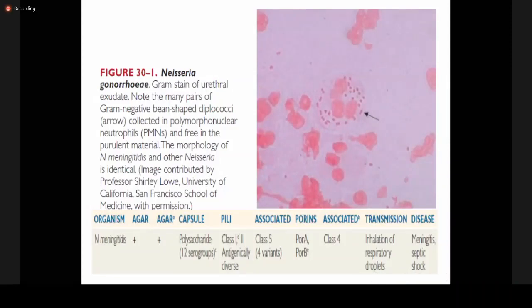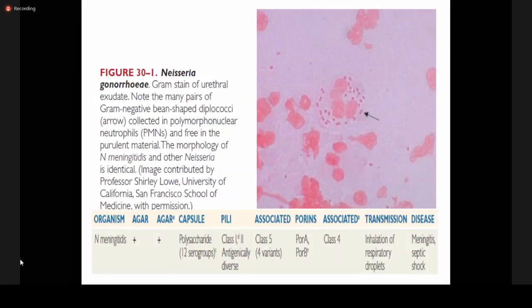These are bean shaped, gram negative, of course. And intracellularly here, inside the polymorphonuclear cell, a blood cell, which is present in the pus and the purulent discharge of the patient. The morphology of Neisseria meningitidis and other Neisseria is identical, similar.